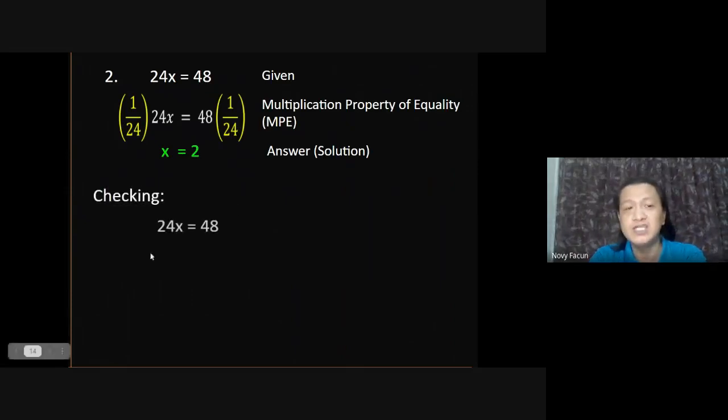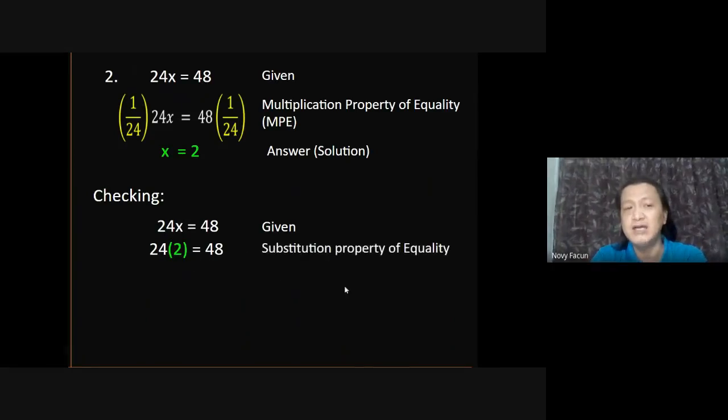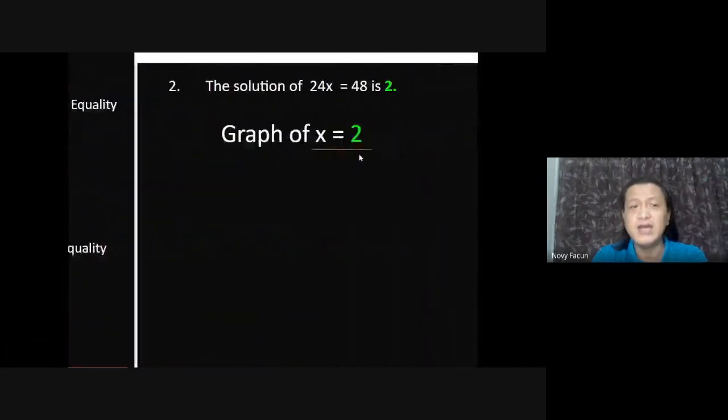Okay, copy mo lang yung original equation mo na 24x equals 48. You have to substitute yung x na 2 doon sa given mo. Kaya that is 24 times 2 equals 48. Equal ba siya? Okay, yes. That is substitution property. Since they are equal, ibig sabihin yung value ng x mo na 2 ay tama. So accepted na siya. And then you can now graph.